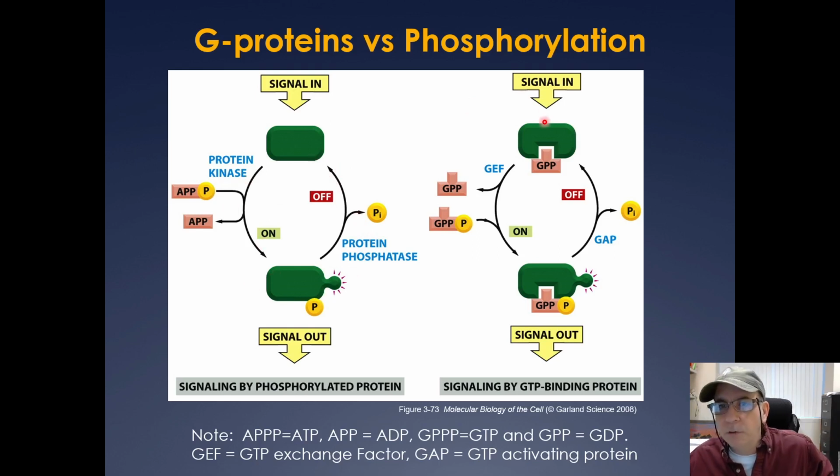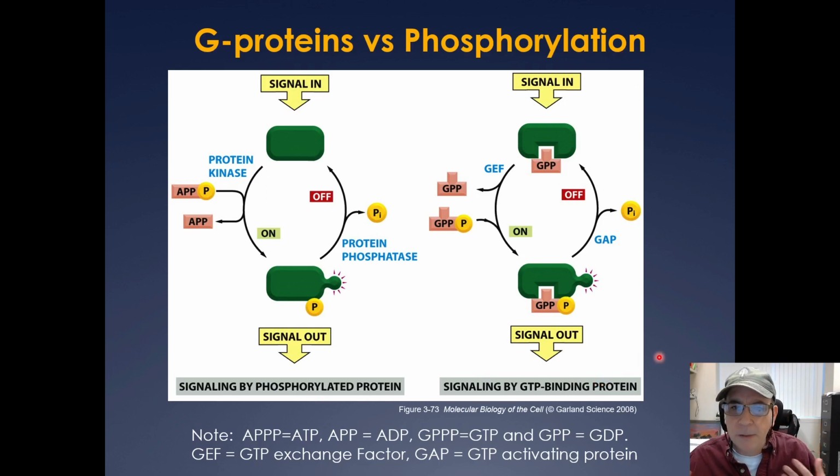In the case with G proteins, you can get a signal in where you have your G protein bound in its GDP bound form. Once again, GPP here is GDP. And the GEF will exchange the GDP for GTP. And so when the G protein is bound with GTP, it's in its active form. Okay, and then the GAP protein, or the GTPase activating protein, will remove the phosphate and send it back to its resting state. Okay, so we'll see these two things quite a bit when we get to cell signaling.